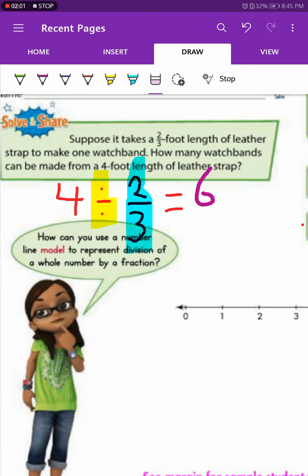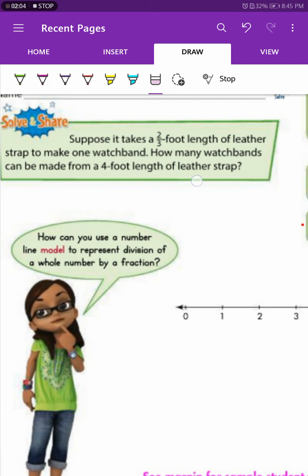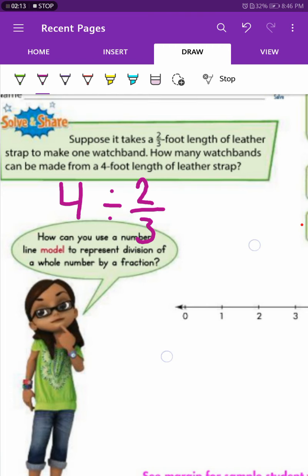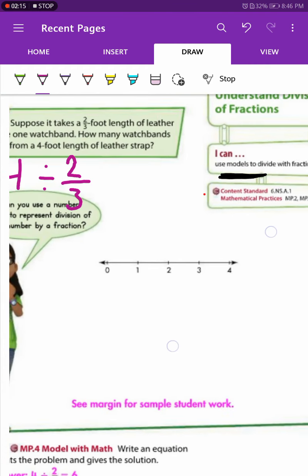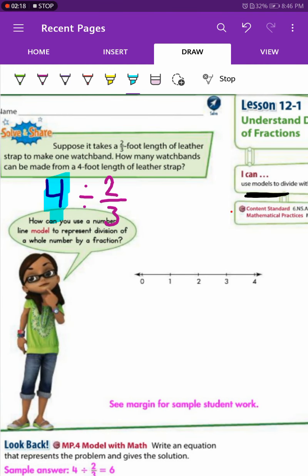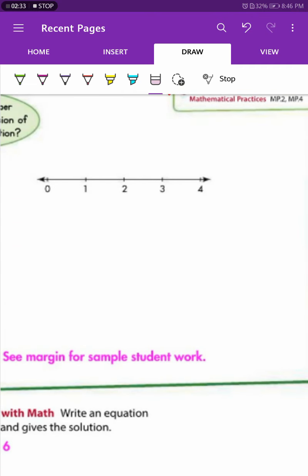Let us prove that by using a model, the number line. When we divide a whole by a fraction, we have to use the number line model. Teacher, that means sometimes we will divide the fraction by the whole? Yes, but in another model. So for whole by fraction, we will use the number line. Let me write the division equation: 4 divided by 2/3.